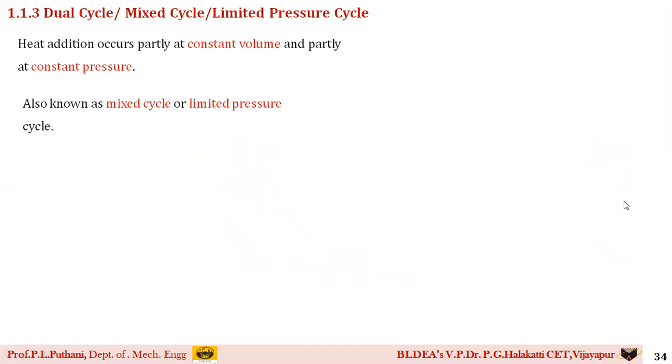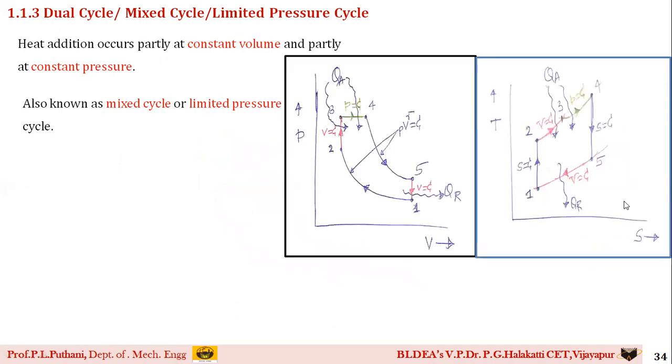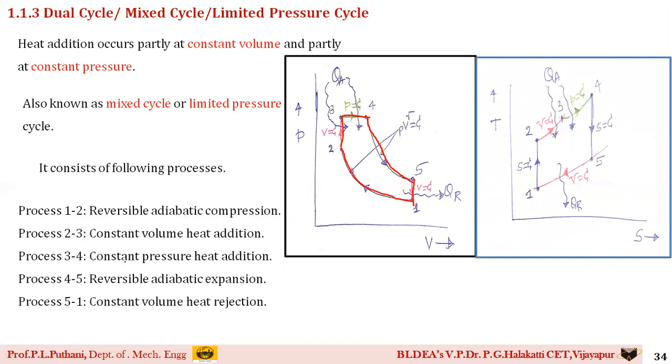Let us now move on with the discussion, students. This is the PV diagram. As I was discussing, this was the TS graph. It has 5 processes, as it is a combination of both the Otto and diesel cycles. The first process is 1 to 2, an isentropic compression. 2 to 3, partly heat addition at constant volume. 3 to 4, partly heat addition at constant pressure. 4 to 5, isentropic expansion, and 5 to 1, constant volume heat rejection. Those things have been highlighted here.